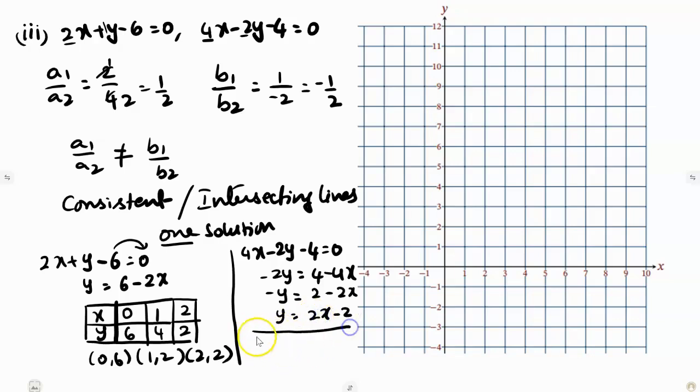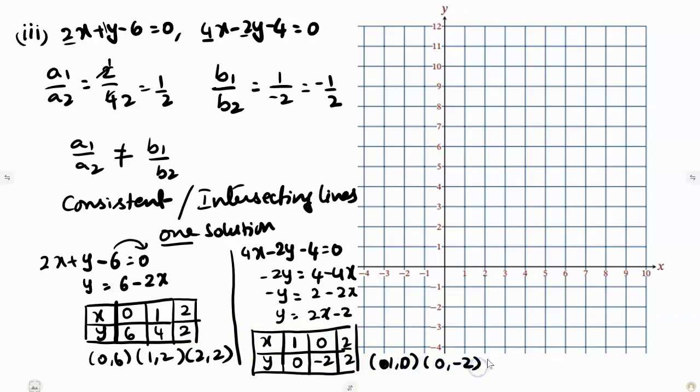Let us take values of x and y again. Suppose x is 1: 2 ones are 2, 2 minus 2 is 0. So (1, 0) is one of the points. If I take 0, 2 zeros are 0, 0 minus 2 is minus 2, so I get minus 2. If I take 2, 2 2's are 4, 4 minus 2, I'll get 2. So the points I have are (1, 0), (0, minus 2) and (2, 2).